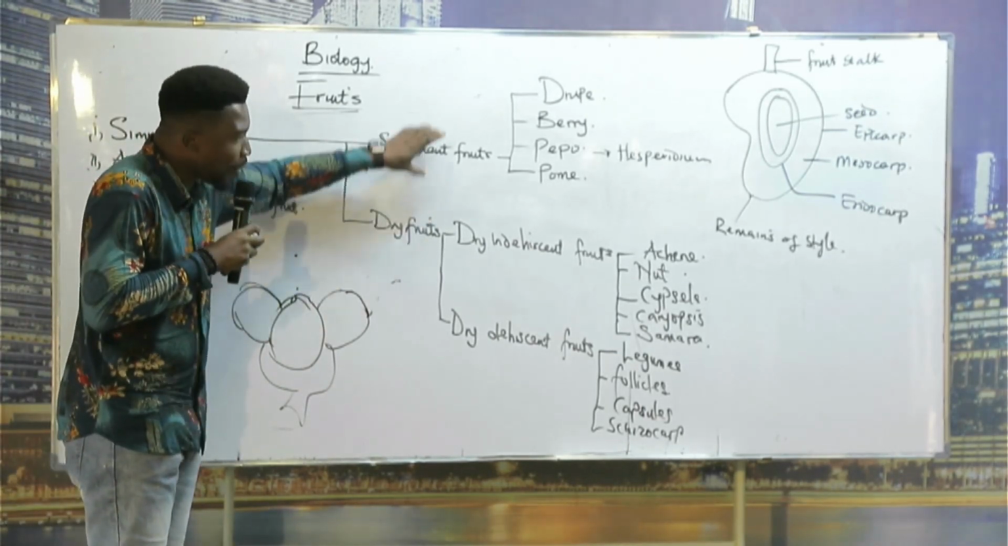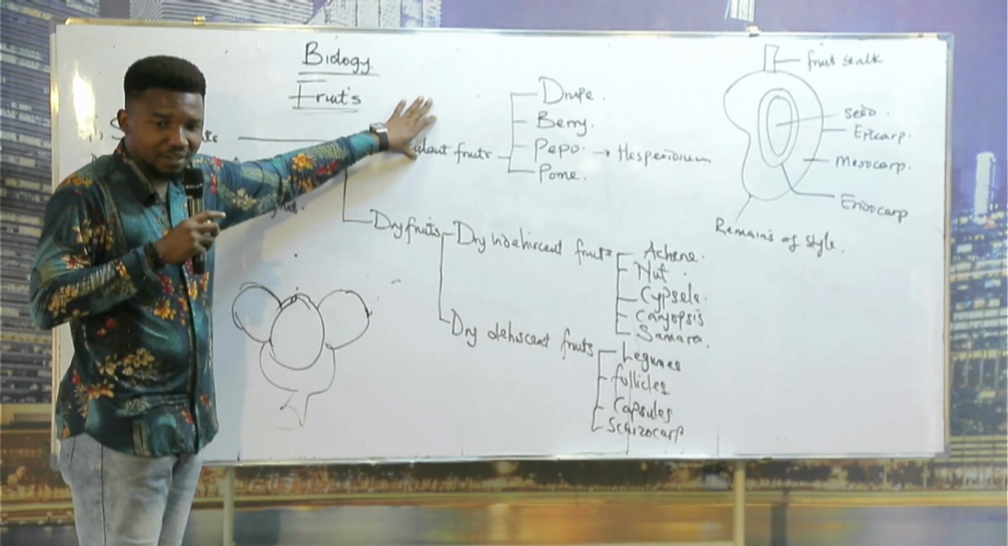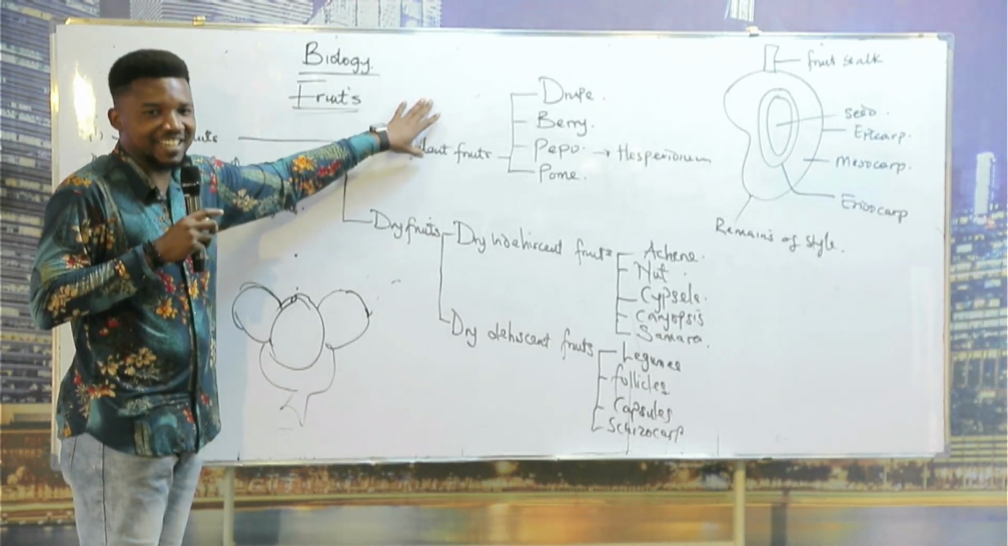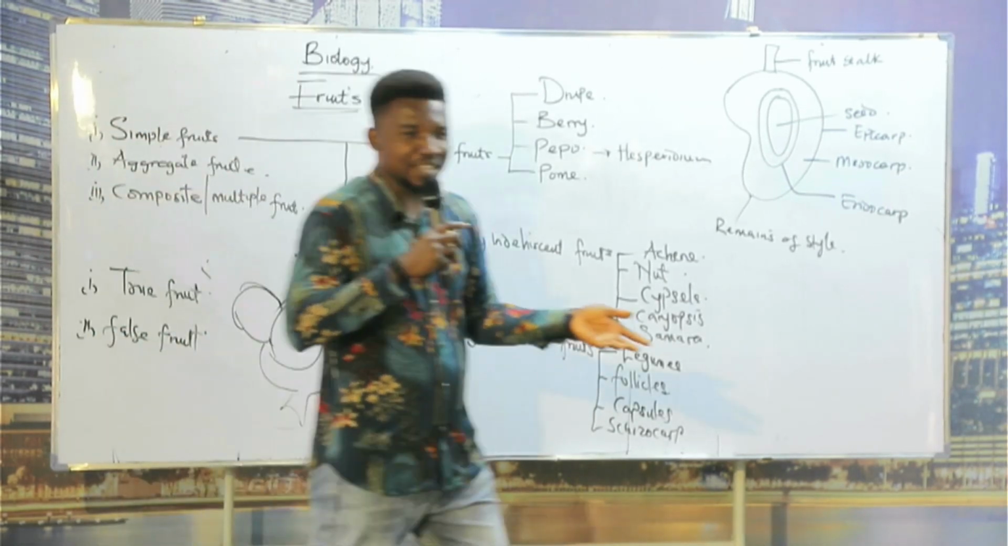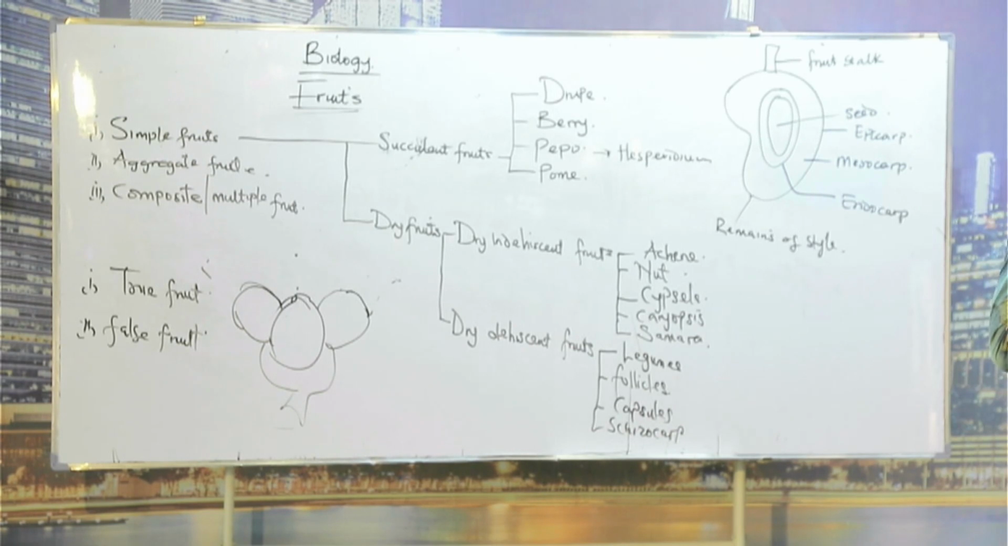But remember that simple fruit is divided into succulent fruit and dry fruit. So what is a succulent fruit? It has a fleshy part. Mango, is it a succulent fruit? Coconut, is it a fleshy fruit?